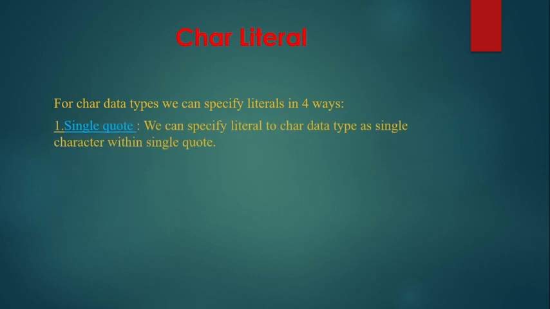Next is char literal, or we can say character literal. For char data types, we can specify literals in 4 ways. The first one is single quote. We can specify a literal for a char data type as a single character within single quotes. For example, char ch = 'a'. Here a is a single character and it is enclosed in single quotes.